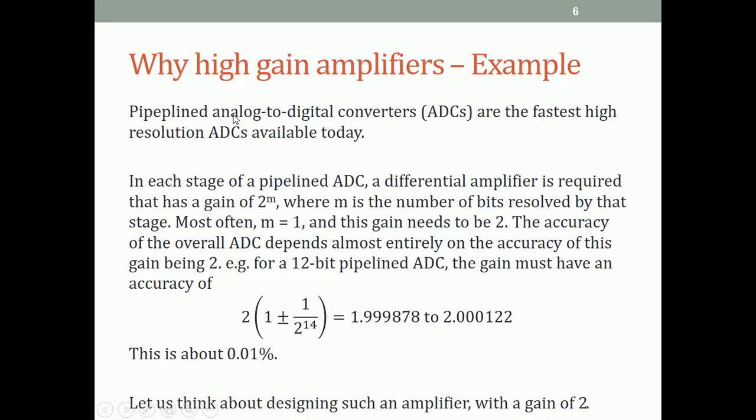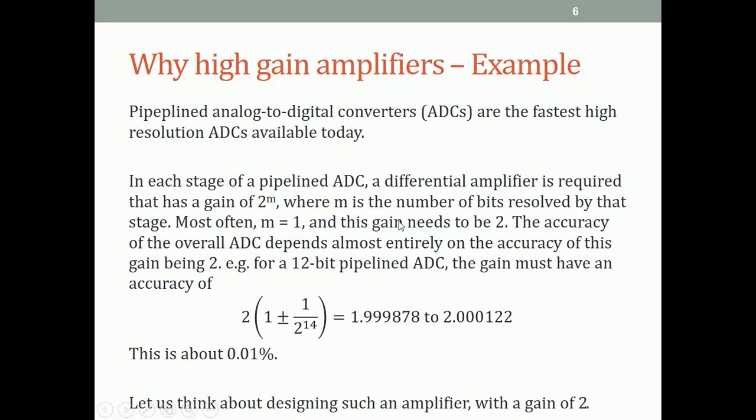Okay, so the pipeline is an architecture which has stages, right? It is a pipeline of stages, and each stage of the pipelined ADC requires an amplifier that amplifies the difference between two input signals, and that amplifier needs to have a gain of 2 raised to m, where m is the number of bits resolved by that stage. Most often m is 1, and so this gain needs to be 2. Alright, you don't need to understand all that I'm saying here. This is just background.